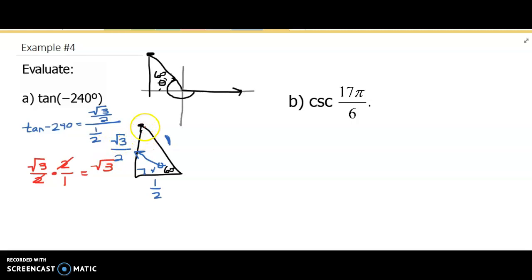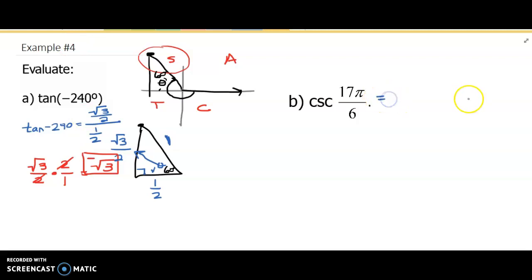Now the last thing we need to do, all students take calculus, is to figure out the sign of this. Well, sine in the second quadrant is positive, everything else is negative, so our tangent would be negative square root of 3. All right, let's look at B now.